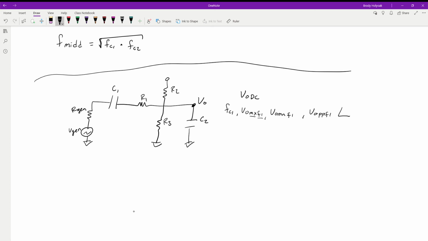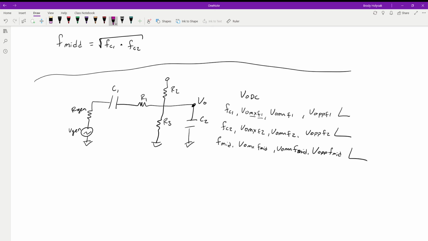So then, after we solve for this value, we want to solve our critical frequency 2. We want to find out the V out max at our critical frequency 2, the V out minimum at frequency 2, the V out AC, which is peak to peak at frequency 2, and its angle. And then the last thing we want to do is solve for our F mid, and then the V out max at F mid, the V out minimum at frequency mid, and the V out peak to peak at frequency mid with its angle.